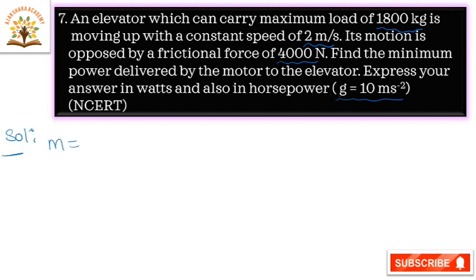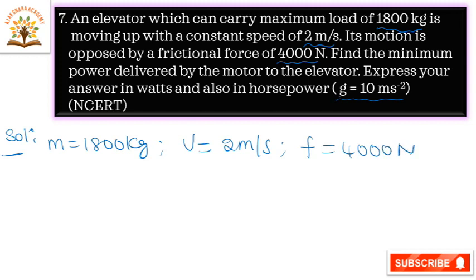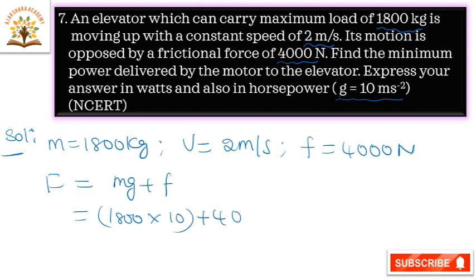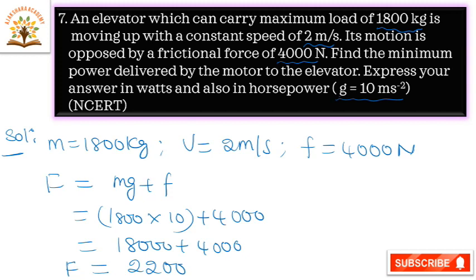Given m is equals to 1800 kilogram, v is equals to 2 meters per second, and frictional force f is equals to 4000 newtons. So F is equals to mg plus f. So that is equals to 1800 into 10 plus frictional force 4000. So that is equals to 18,000 plus 4,000. We are getting F is 22,000 newtons.